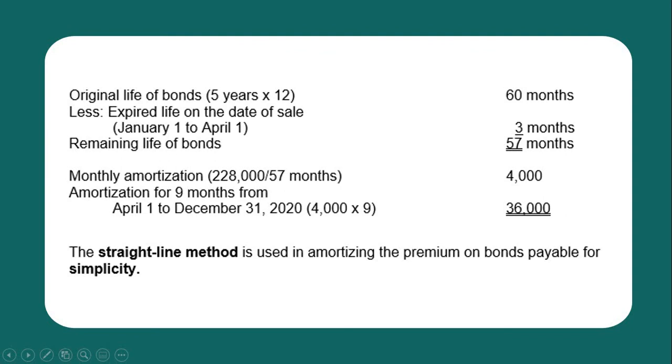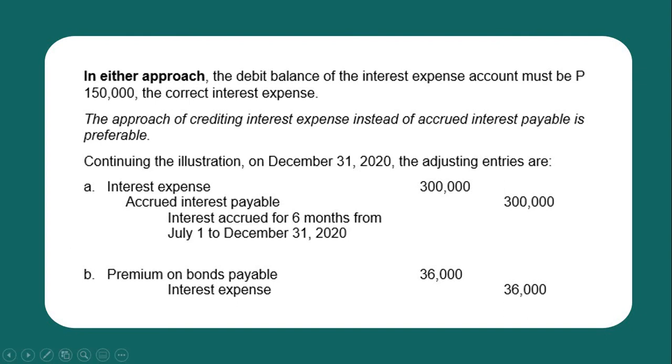4,000. And since from the date of issuance until the reporting date of December 31, 2020, ang last day sa 2020, that is 9 months. So, total amortization for the year 2020 is 36,000. Take note, 9 months lang siya, no? Kay 9 months lang man gikan sa date of issuance padulong sa end of the reporting period. 36,000. So, entry, debit, premium on bonds payable, and credit interest expense for 36,000. Okay?